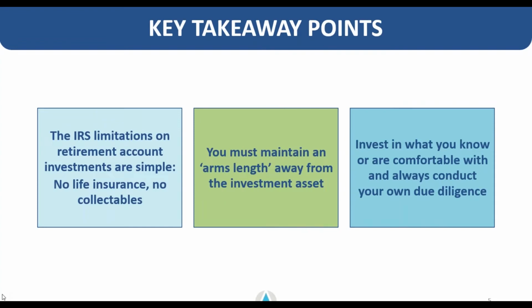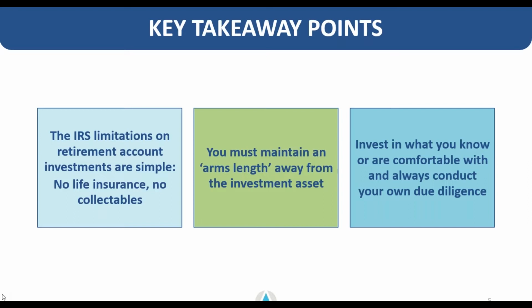Some key takeaway points of this webinar, and I know a lot of times when we talk about different rules and different structures of investments, it can all seem a little overwhelming. So we just want you to remember that the IRS limitations on retirement account investments are simple: no life insurance and no collectibles. And that's going to apply to investments abroad as well. And so we try to keep it really easy and simple for you, just keeping in mind those two asset classes are not allowed. You must maintain an arm's length away from any investment that you're making. And that's, again, true for US based investments and abroad.